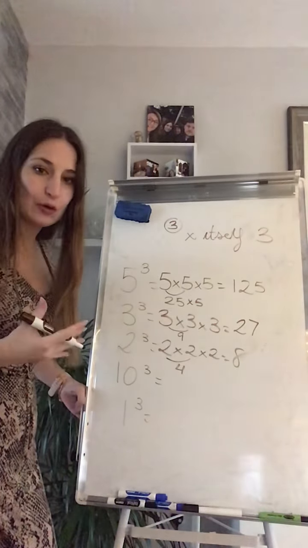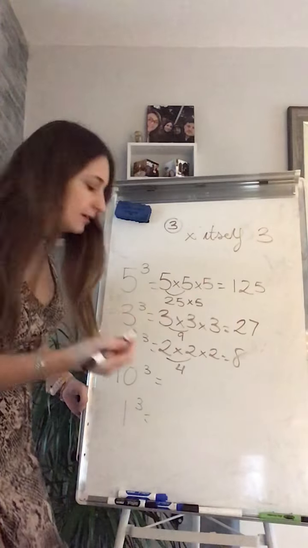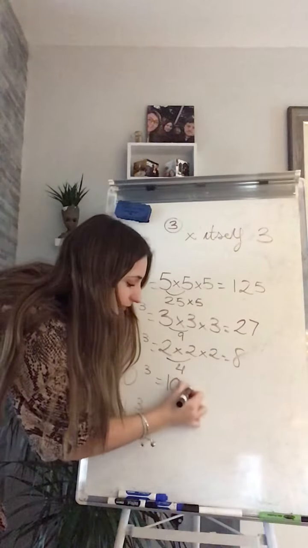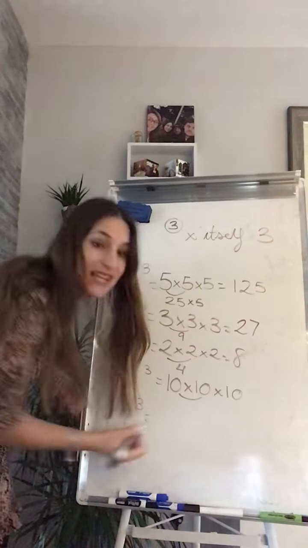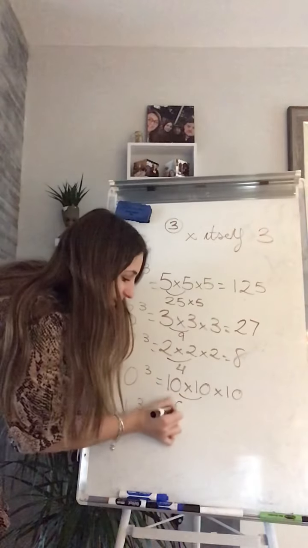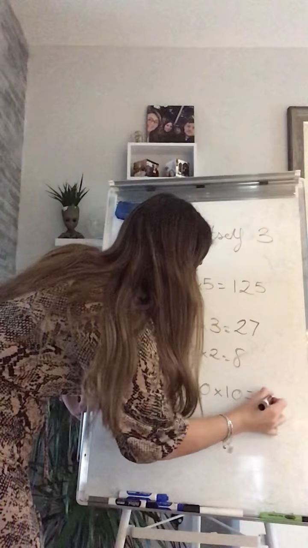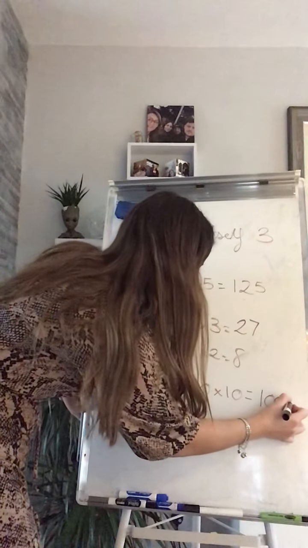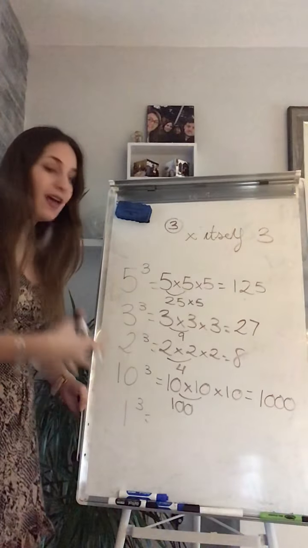10 cubed. That means that it is 10 times 10 times 10. So I have 10 times 10 times 10. And I know that 10 times 10 is 100. 100 times 10 is 1,000. Okay, and let's go to my next one.